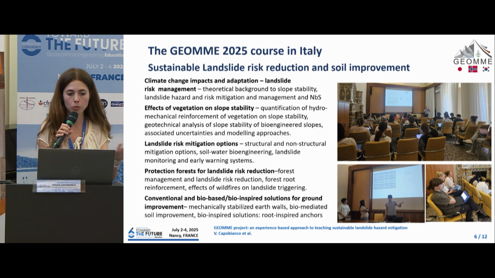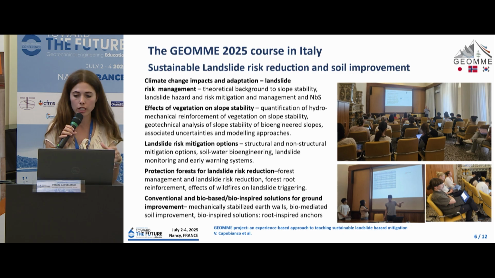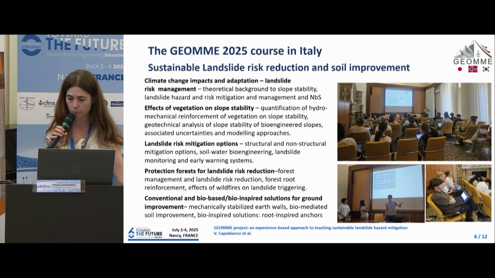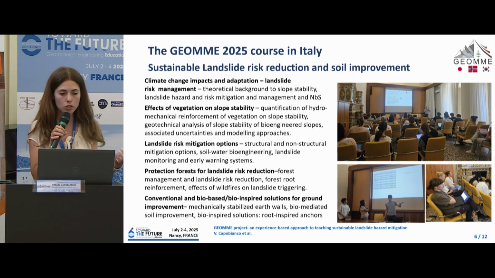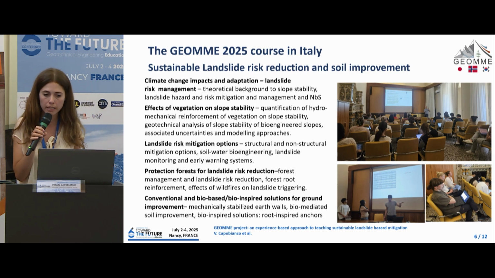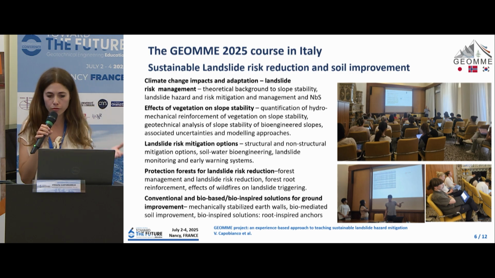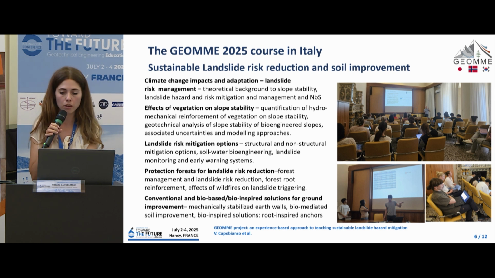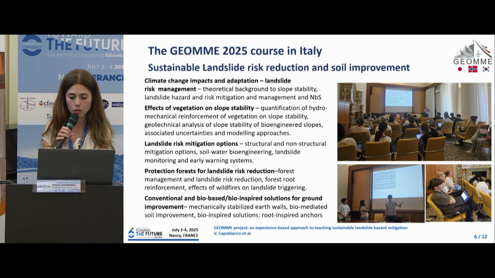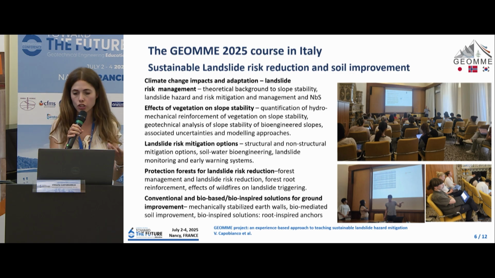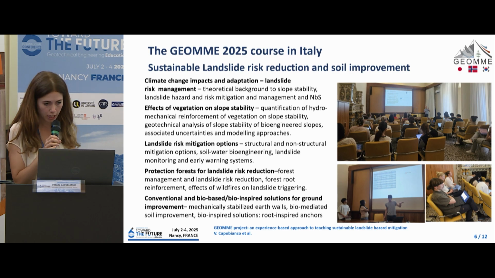We started broad with climate change and landslide risk management in a changing climate, introducing new concepts like nature-based solutions and integrated approaches. Then the second day was focused mostly on the quantification and modeling of vegetation reinforcement in slope stability, with examples of modeling and also associated uncertainties. Then we moved on to some practical cases like landslide risk mitigation options, both structural, non-structural, or conventional like engineered structures, and also more nature-based types of mitigation options.